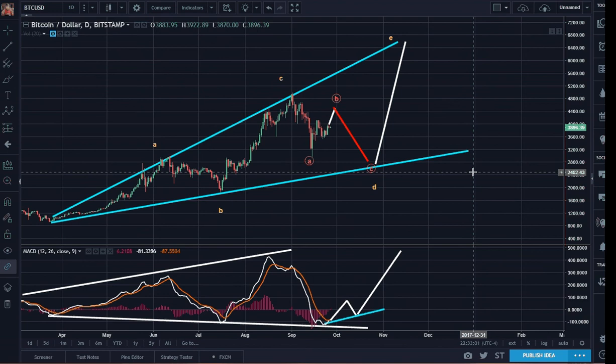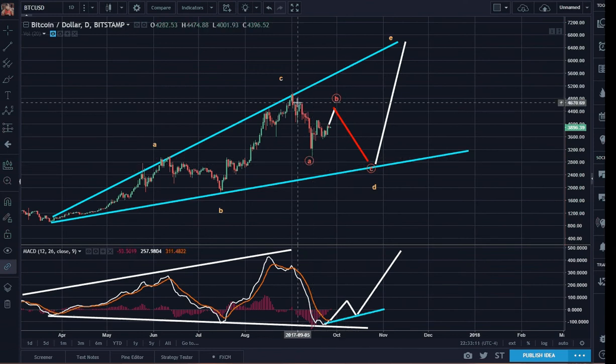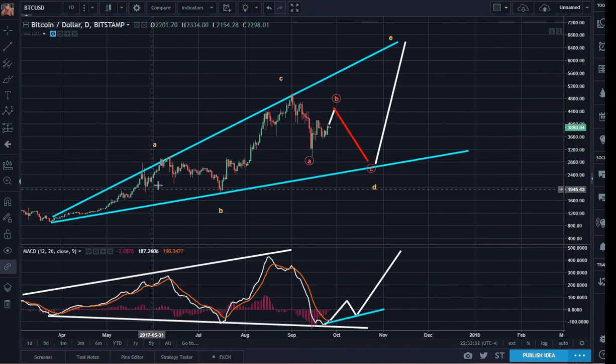So this had been in the back of my mind for a little while. And that means if we have A, B, C, A, B, and we're on the C of the B, this needs to be impulsive. 1, 2, 3, 4, 5. This is all assuming, and looks pretty compelling, the broadening pattern.